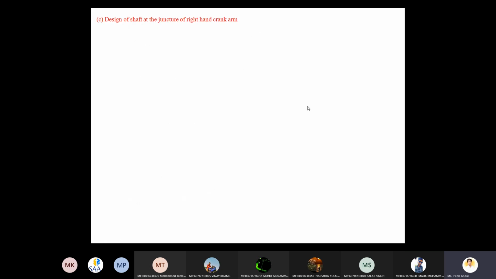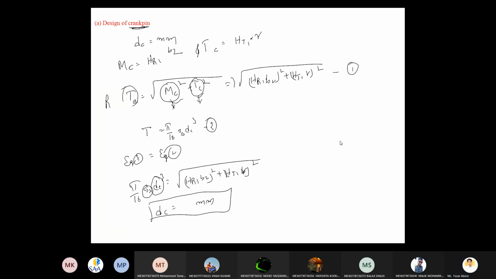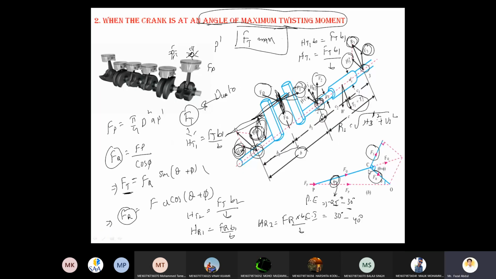And now we are designing, in the third point, the design of shaft at the juncture of the right hand of the crank arm. So where is the juncture here? I will show you. Which one is the right hand? Maybe this one or maybe this one. So at the juncture here, or here, or here, or here, the shaft we need to design.